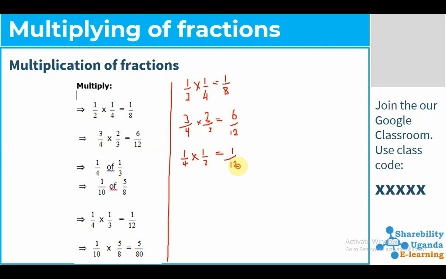Then there is also 1 out of 10 of that. That means we shall have 1 out of 10 times 5 out of 8. So you shall be able to come up with the answer, which is 5 out of, what is 8 times 0? 8 times 0 gives 0. 8 times 1 we get 8. So this is going to be 5 out of 80.